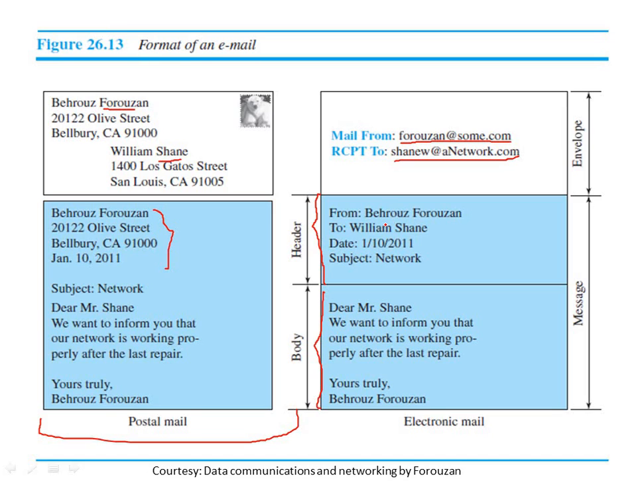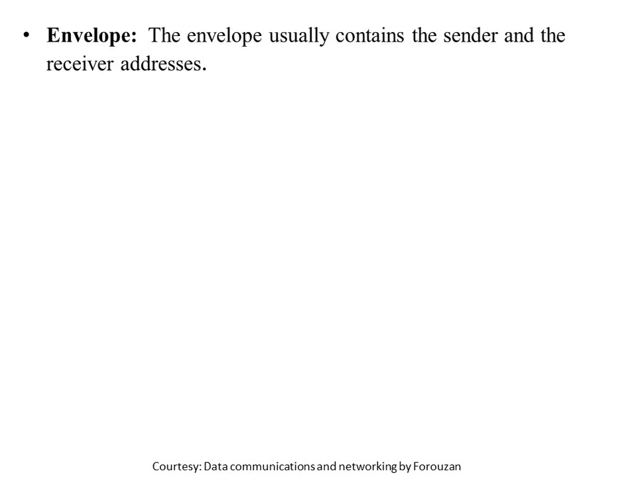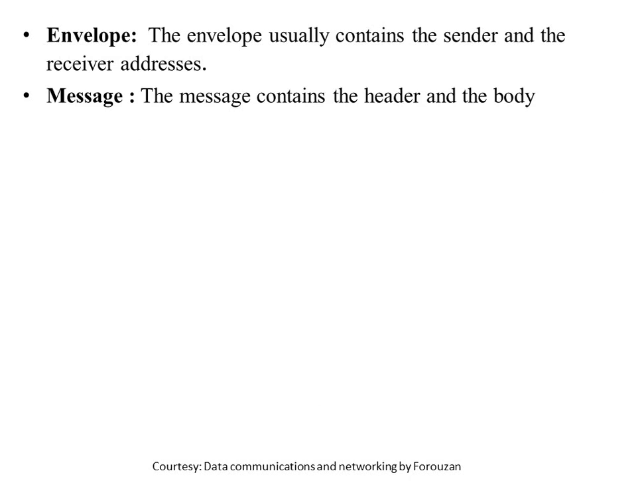So we are going to see the two formats related to the email in the next slides. Okay, so this is how the generalized email format is, and you are familiar with this kind of format. Now, what is an envelope? The envelope usually contains the sender's and the receiver's address. The message contains the header and the body.